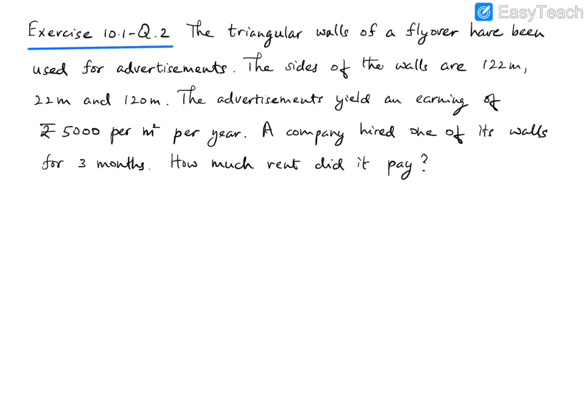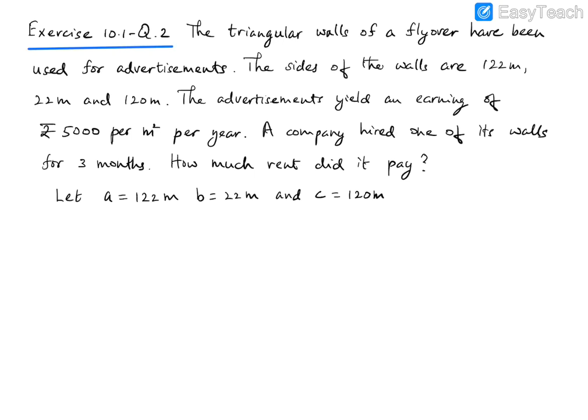Okay, so let us first compute the area of the wall. So we are given the three sides. So let us call the three sides as A, B, and C. So let's have the A value as 122 meters. And let us call B as 22 meters. And the third side C is 120 meters.